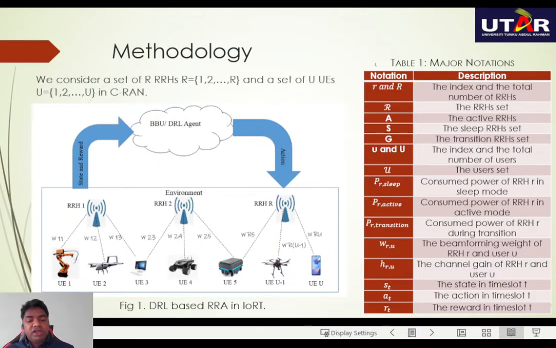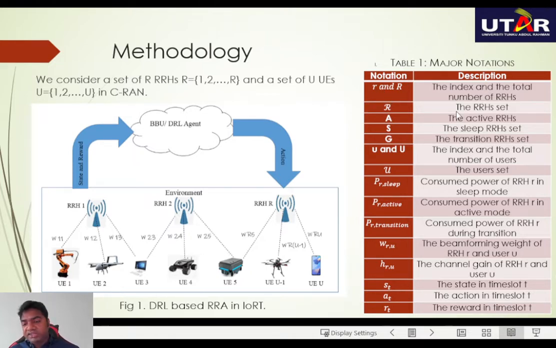The methodology. This is the main figure of our presentation. Here, UEs are connected with RRHs. These RRHs are connected with BBUs. To present this problem mathematically, we consider the RRH set is 1 to R, and the UE set is 1 to U. All the notations are presented in Table 1.